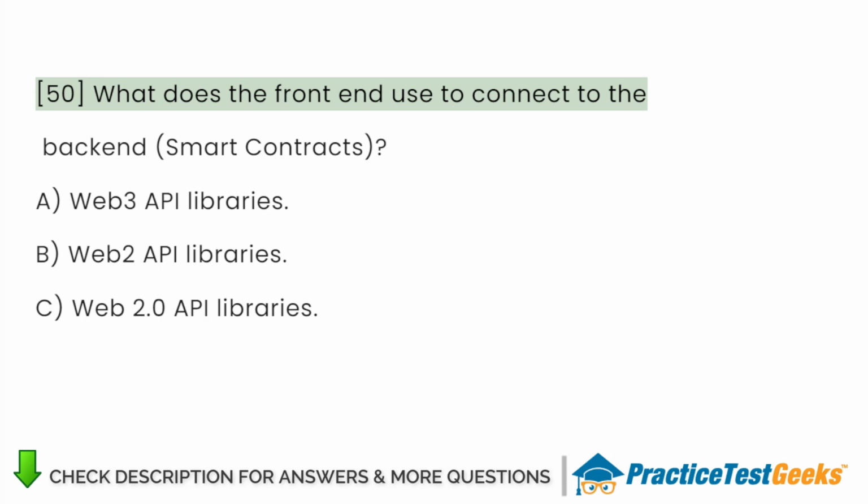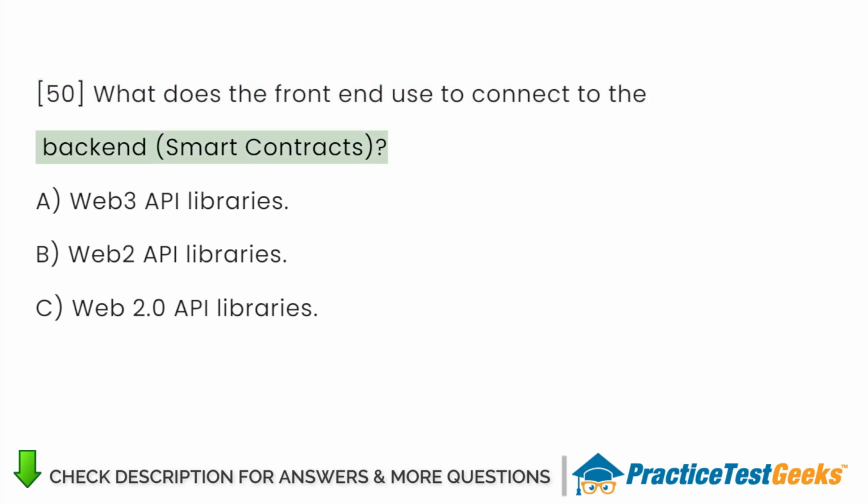What does the front end use to connect to the back end, smart contracts? A. Web3 API libraries. B. Web2 API libraries. C. Web 2.0 API libraries.